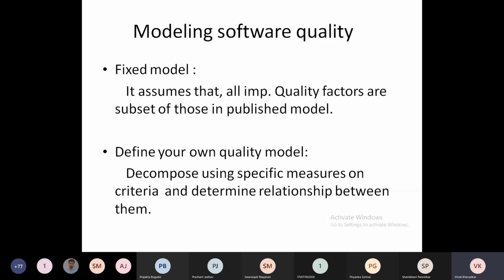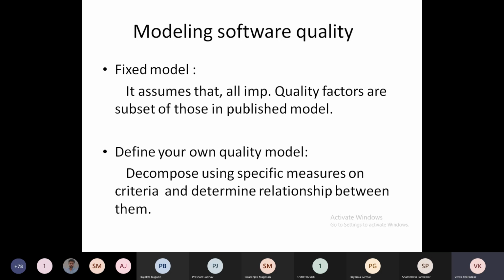While defining a model for software quality, there are two approaches. The first is called a fixed model, and the second is defining your own quality model. But basically, both ways use the approach called decomposition. What is decomposition? First, we identify that we have to measure software quality. Then we identify the key attributes on which quality is measured, and then identify the quality criteria by which we can measure the key component. This is the decomposition approach.